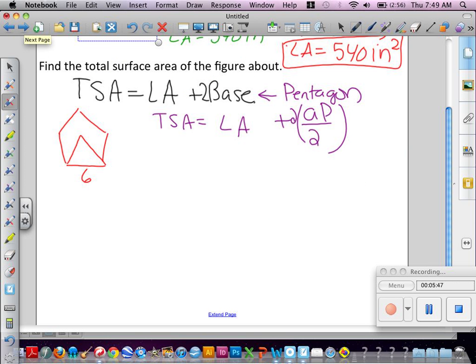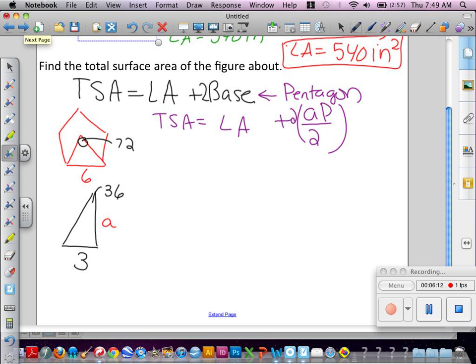Right? I'm going to have to find this central angle, which most of you know 360 divided by 5 is 72. So I'm going to pull out one part of that triangle. That's going to be 3. The whole thing was 72, so I'm dividing by 2. I'm writing 36 there. I need to find the apothem, which is right here.